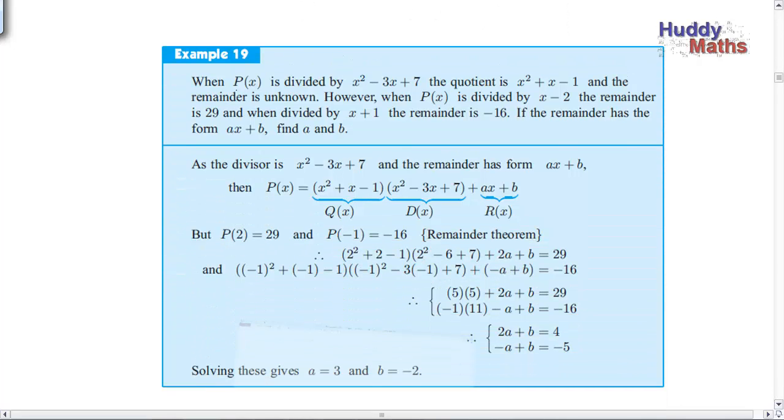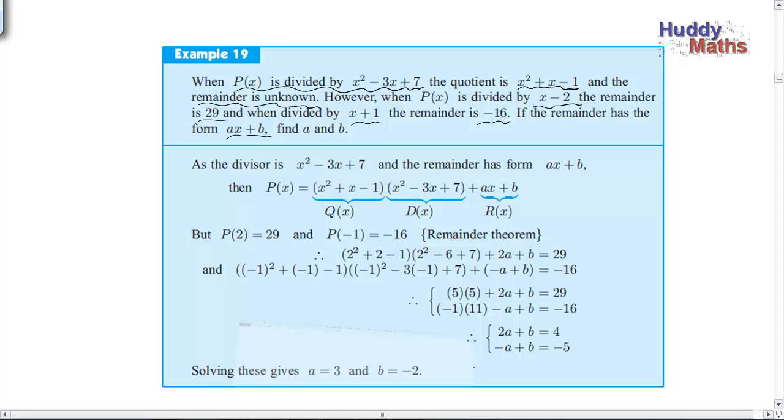So when p of x is divided by x squared take 3x plus 7, the quotient is that, and the remainder is unknown. That's interesting. However, when p of x is divided by x take 2, the remainder is 29. When divided by x plus 1, the remainder is negative 16. If the remainder has the form ax plus b, find a and b.